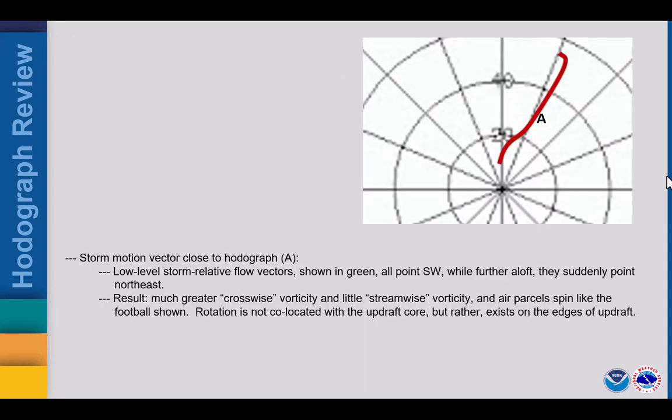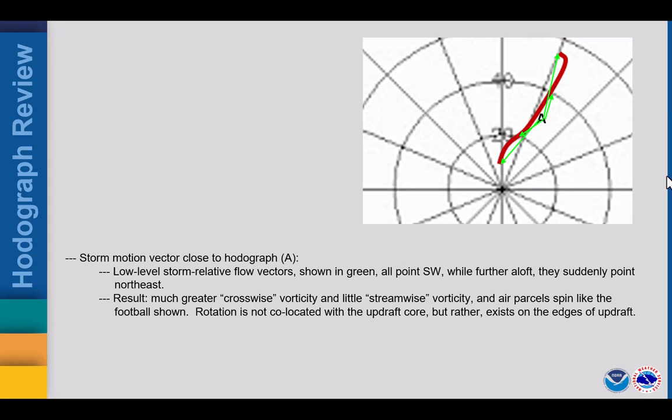So initially when you have a storm develop, and let's say you have a hodograph that looks like this, a pretty straight line, the motion vector initially will be very close to or on the hodograph. And that means you don't have a lot of streamwise vorticity. All the storm relative flow vectors are basically almost parallel with each other with height, basically pointing towards the southwest down low and towards the north and northeast up high.